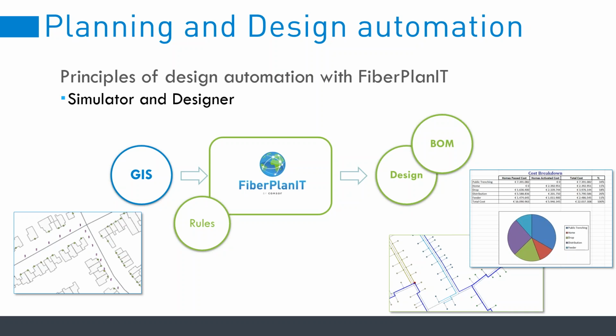And this is combined with a set of rules, meaning the type of architecture that you want to deploy, for example, a PON or point-to-point network, but also with detailed unit cost information of material and civil works. So all this information is taken into account to do a design. So it calculates a detailed design, determining all of the routes, all of the locations of equipment. And it also writes out a detailed bill of material, giving you insight into the costs that you need for your project.